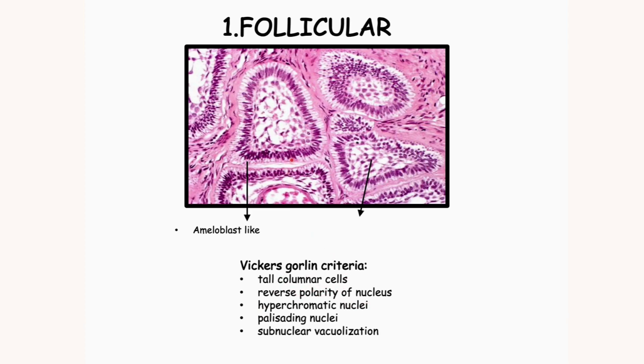If you look at the picture, we can find that these are tall columnar cells with the nucleus facing away from the basement membrane. They are hyperchromatic and palisading in pattern. We can see that the nuclei are dark in color and are arranged in a palisading pattern. And then we can also find subnuclear vacuolization. Here, we also find that inside these follicles, there are stellate reticulum-like cells. In follicular ameloblastoma, cystic degeneration is usually not found. If it is found, it is seen inside the epithelial islands.